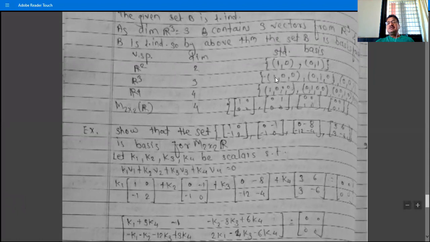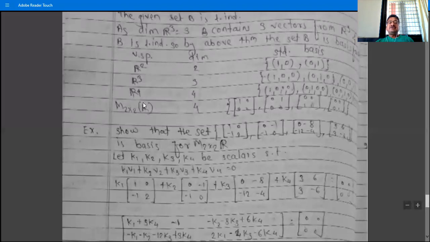We can also denote these elements as e1, e2, and e3. For R^4, the dimension is 4, and its standard basis is (1, 0, 0, 0), (0, 1, 0, 0), (0, 0, 1, 0), and last is (0, 0, 0, 1). So this is the standard basis of R^4. We also denote these elements as e1, e2, e3, e4.